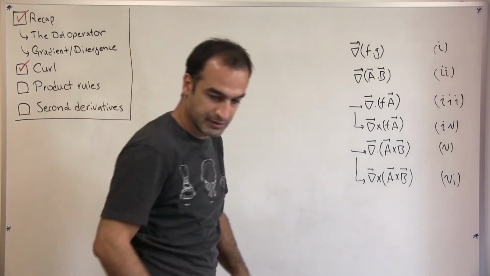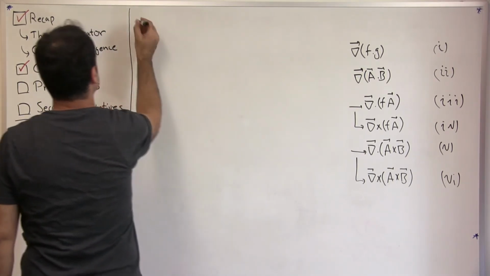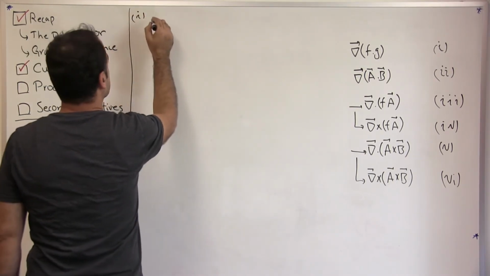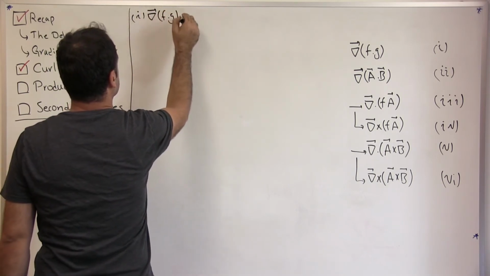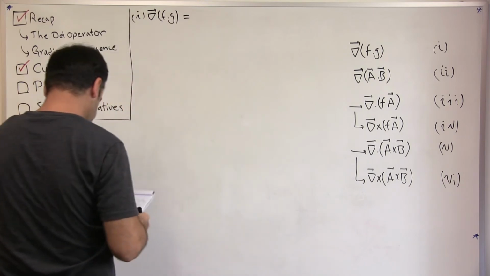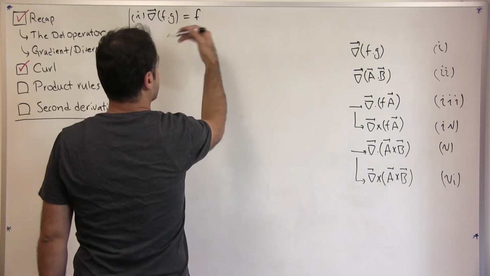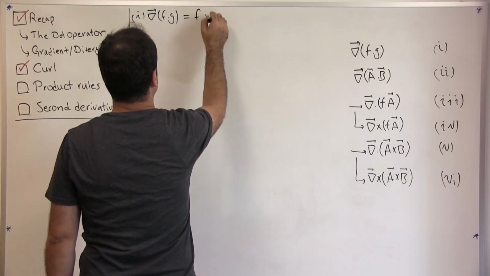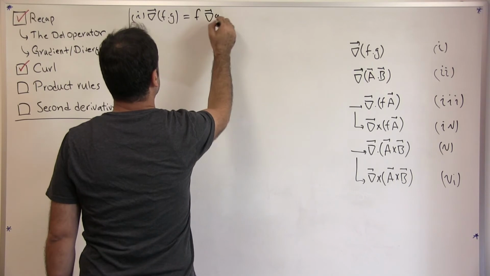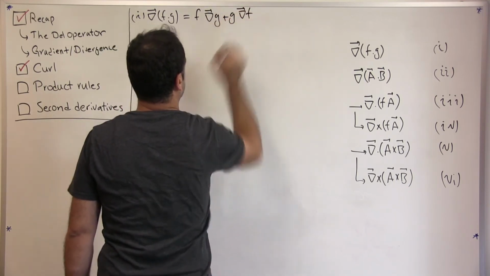Okay, so number one is gradient of f times g. Both of them are scalar, okay? And that is very similar to the regular one-dimensional derivative. That's going to be equal to f times gradient of g plus g times gradient of f.